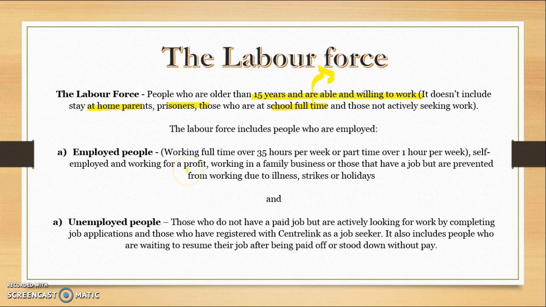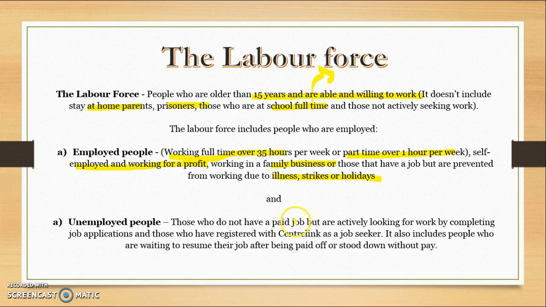So the definition of an employed person is someone that's either working over 35 hours a week or employed part-time and working over 1 hour per week. So you only have to be working 1 hour per week to be considered employed. You can be self-employed and working for a profit. So if you run your own business, you're employed. You can be working in a family business, or you might be prevented from working through illness, strikes or holiday. All these people are considered to still be employed.